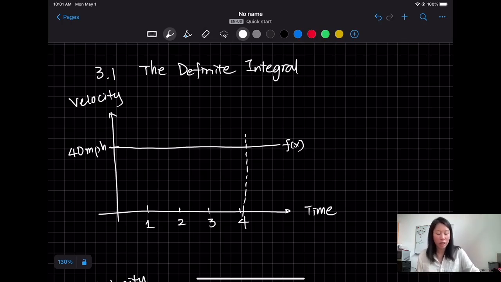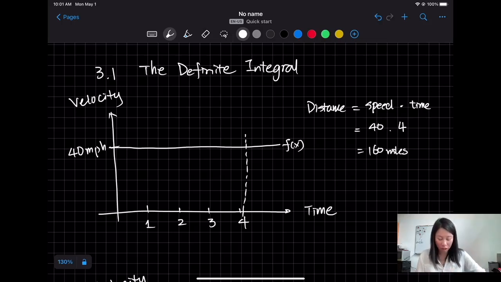We know that the distance equals the speed times the time. The speed is equal to 40. Because it's constant, it didn't change, and the car travels for 4 hours, so times 4. So the total distance the car travels is 160 miles.